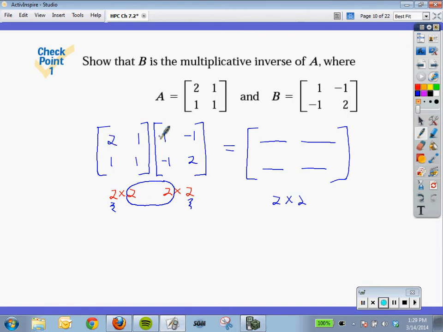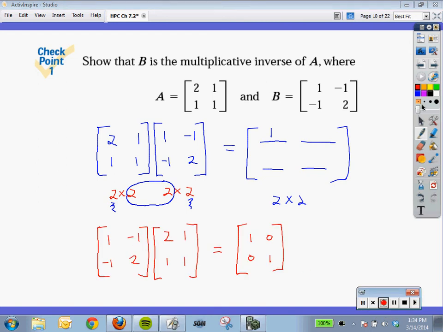So we have row times column, 2 times 1, plus 1 times negative 1. 2 times 1 is 2, plus 1 times negative 1 is minus 1. 2 minus 1 is a 1. So that's the start there. So you guys, we should have found with this particular problem that when you multiply A times B, you get the identity matrix. When you multiply B times A, you get the identity matrix.